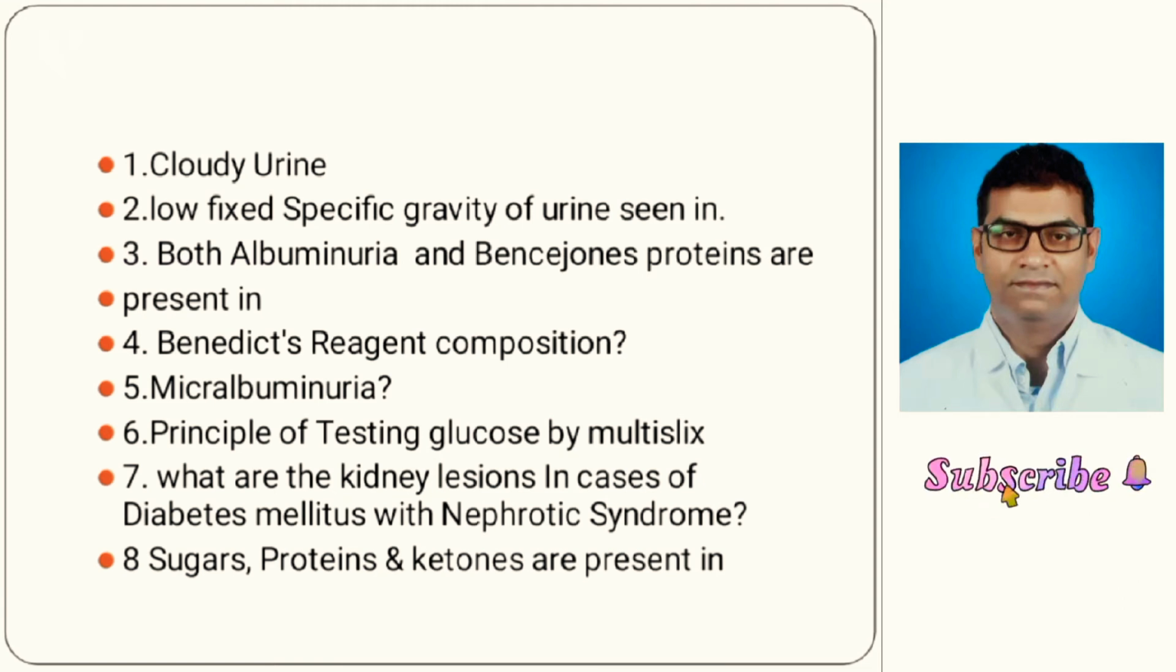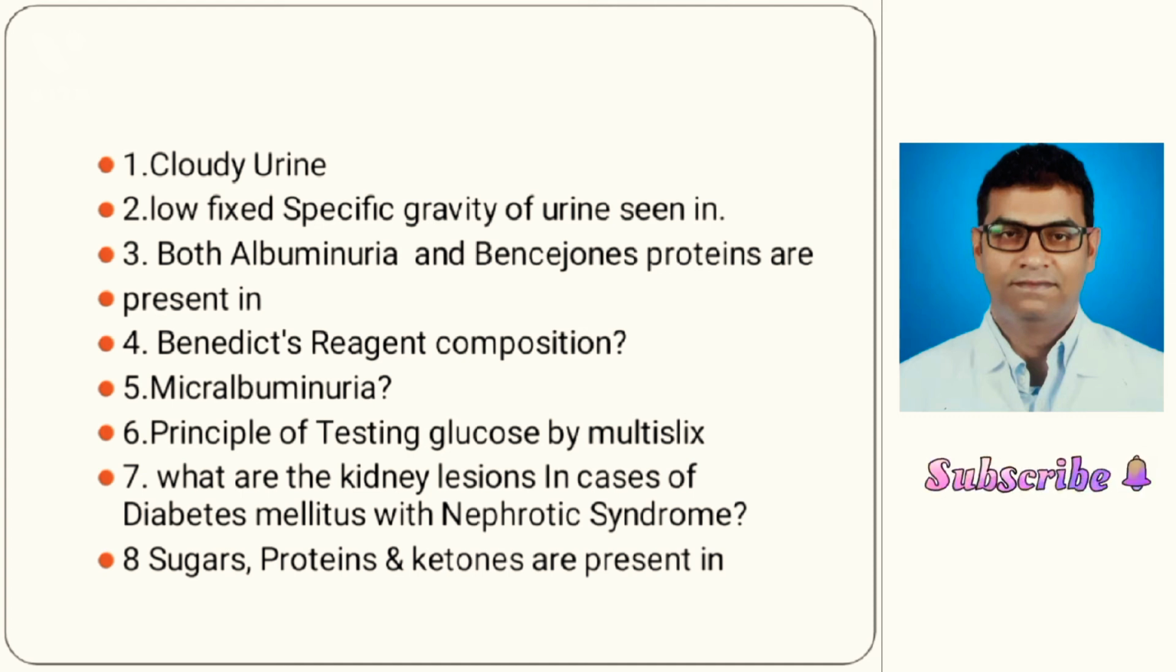Principle of testing glucose by multisticks. The multisticks contain glucose oxidase, peroxidase, and the chromogen potassium iodide. Glucose, when combined with water and oxygen, forms gluconic acid and hydrogen peroxide. Hydrogen peroxide with chromogen forms oxidized chromogen. This is the principle of testing glucose by glucose oxidase in the multisticks method.